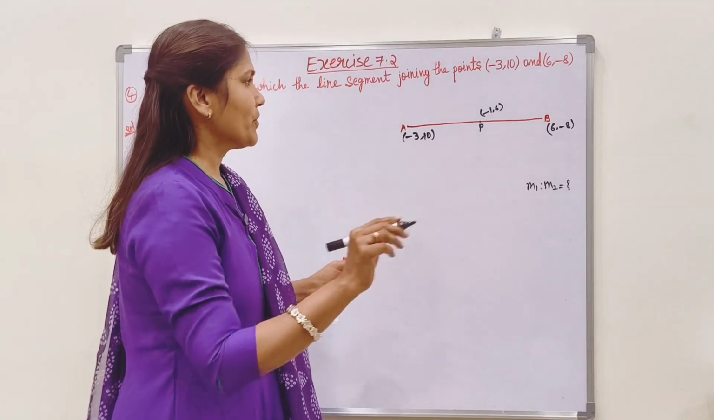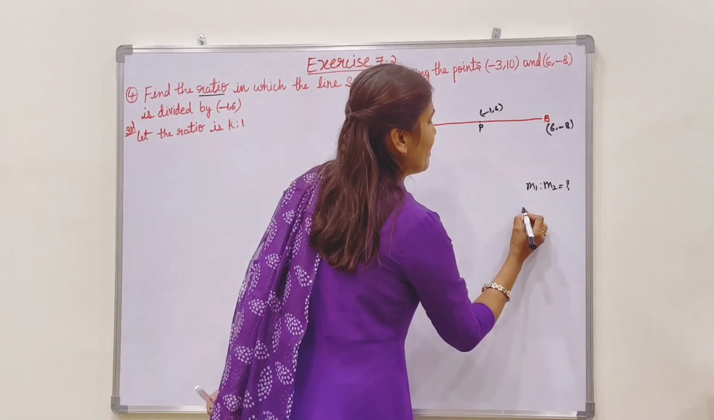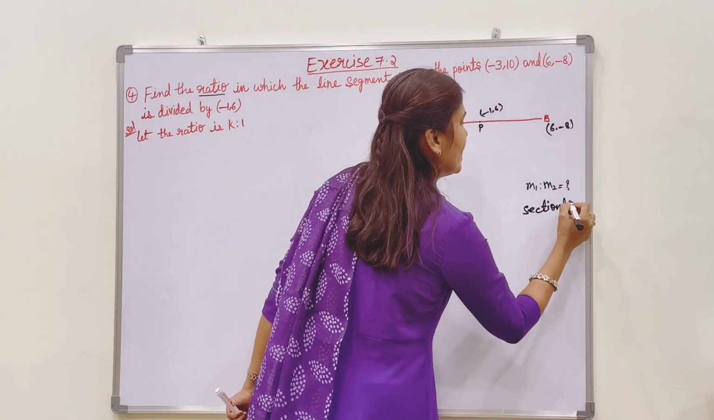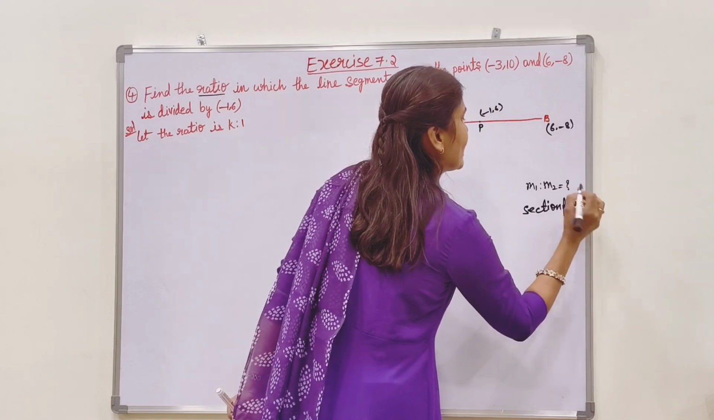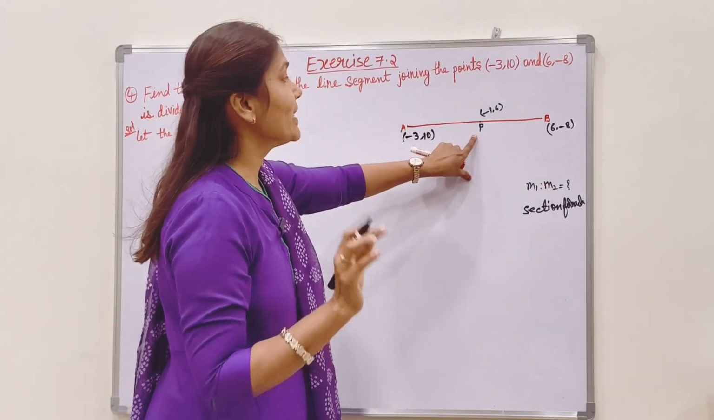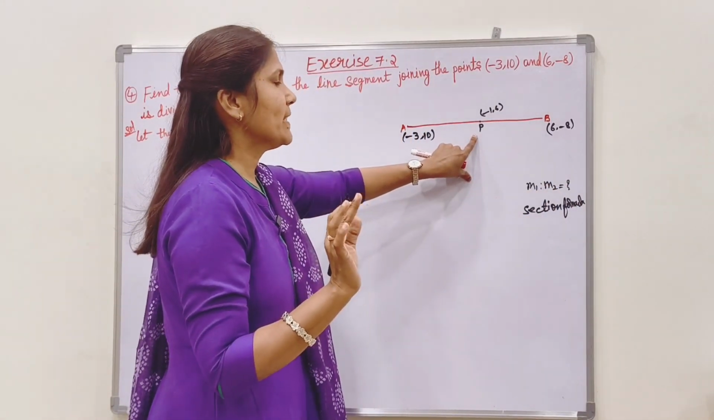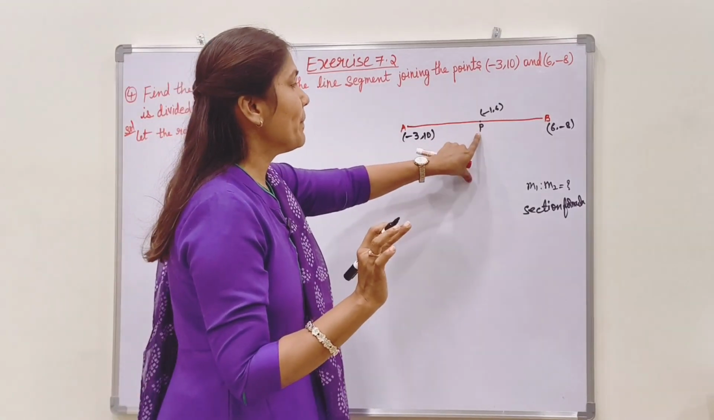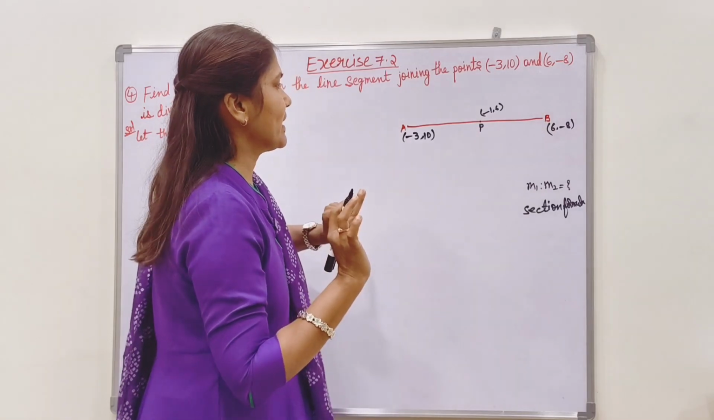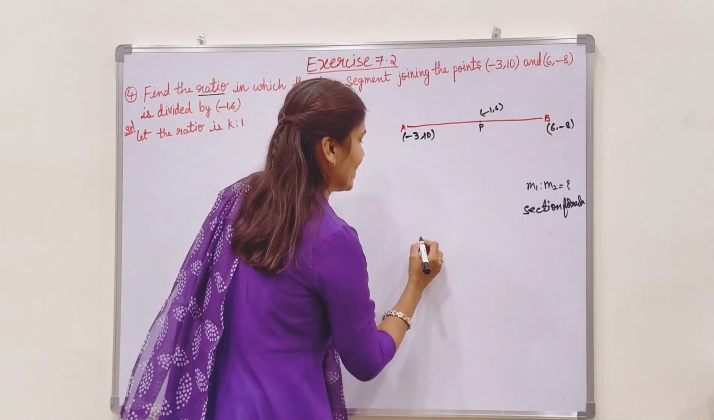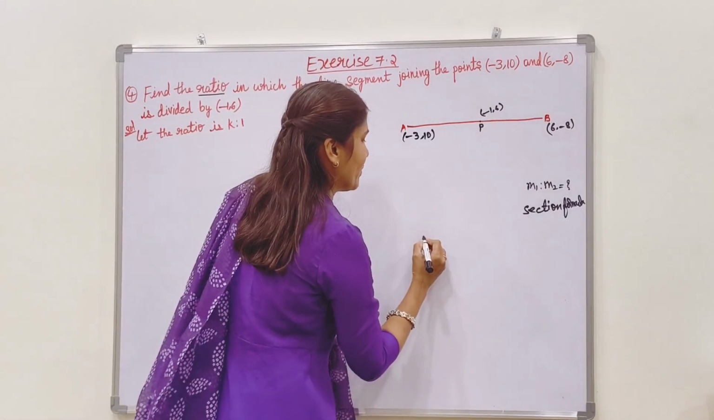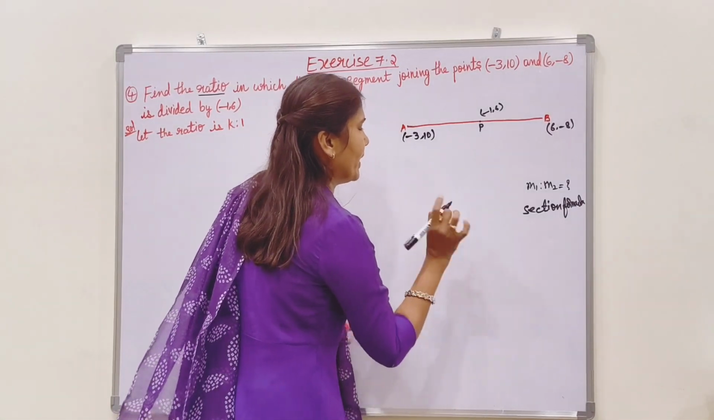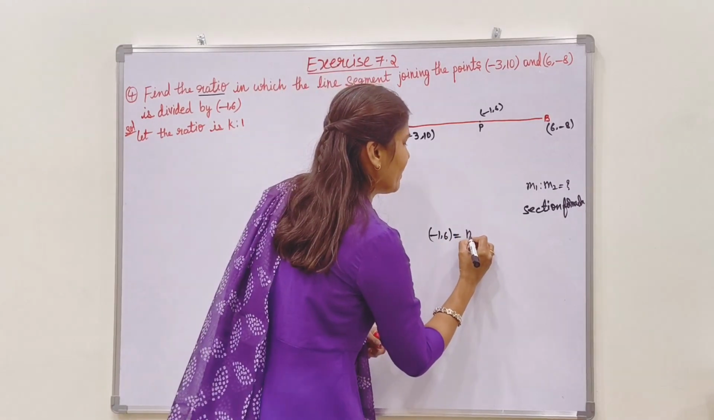For this we need the section formula. Why will we use the section formula? To find a coordinate. First I will write the coordinates of P using the section formula. The coordinates of P are (-1, 6), and we will use the section formula for it.